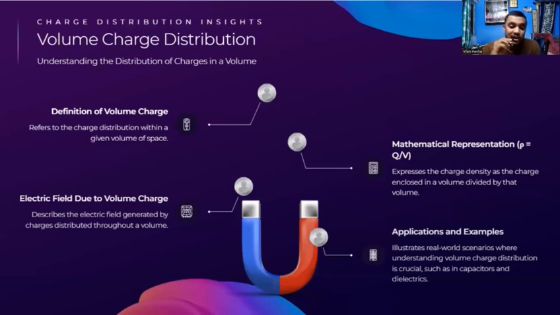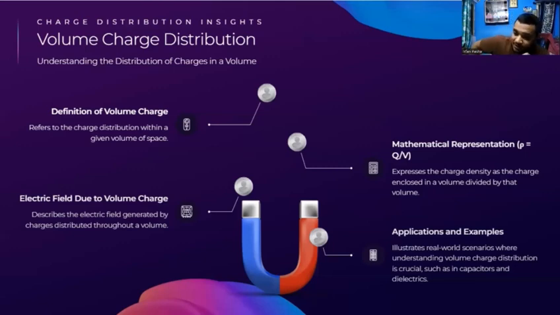Coming back, electric field due to the volume charge describes the electric field generated by the charge distributed throughout a volume. For example, this is a cylindrical box, right? This is its volume. It describes the electric field generated by a charge distributed throughout the volume. For example, a charge Q is distributed in this whole volume. Then the charge that is spread in the whole volume is given as the volume charge. I hope you've understood with the example.